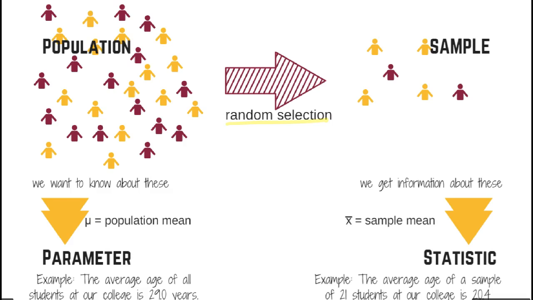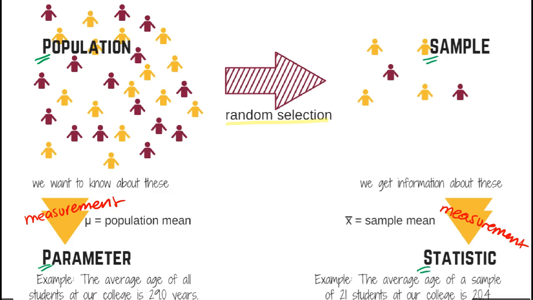Now we have our parameter and our statistic. A parameter is our measurement from that population, okay? So we can take a measurement and that's a parameter. A measurement from a sample is called a statistic. So for stat students, this is at least nice and easy. P goes with P, S goes with S.